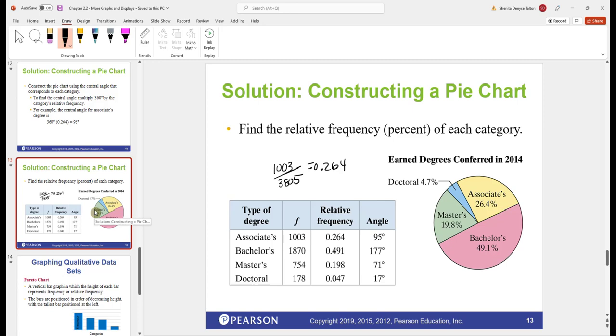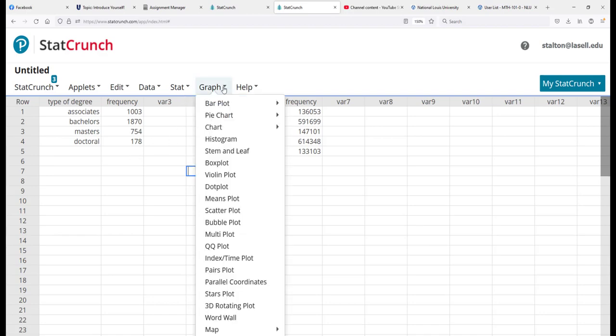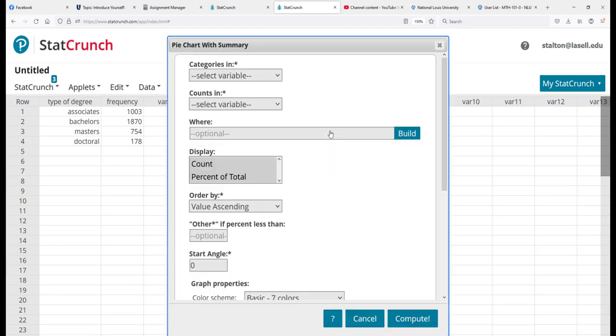So you can do pie charts in Excel and StatCrunch. I've already set this up in StatCrunch for you. It's over here to the left. I have the associates, bachelor's, master's, and doctoral, and then the frequency. So to graph this, we're going to go to Graph, Pie Chart, and we're going to do with summary. This data is already summarized in the table.